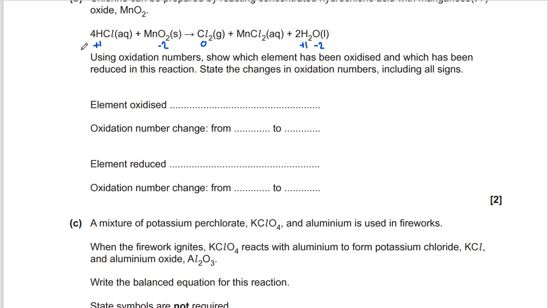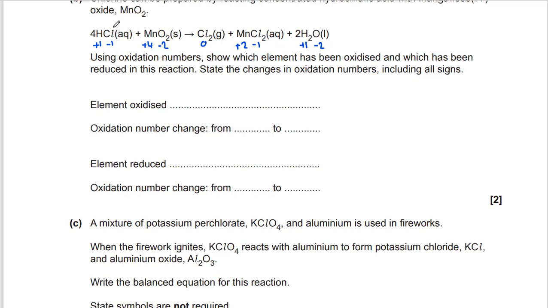So if H is +1, Cl must be -1 to be neutral. If oxygen here is -2, there's 2 oxygens to make it -4, so manganese must be +4. In MnCl2, chlorine is usually -1 in a compound with a metal. So in ionic compounds, chlorine is -1, which makes manganese +2. And there you have it. Those are all the numbers. All you got to do now is look for which ones have changed.